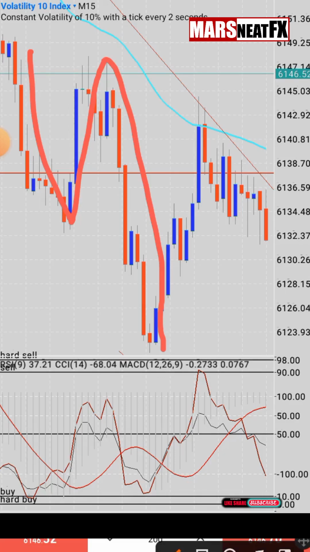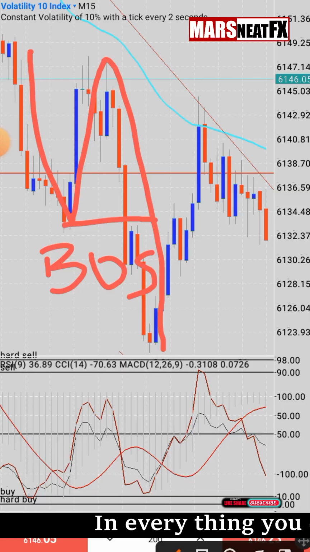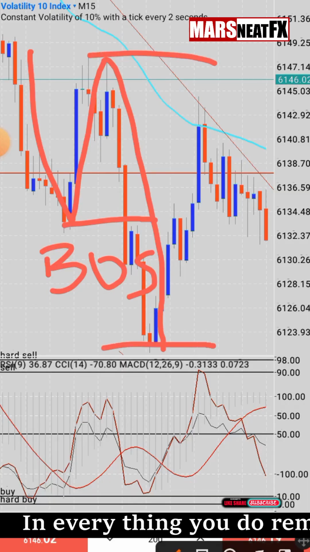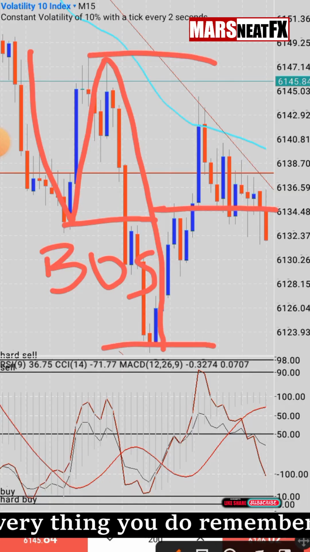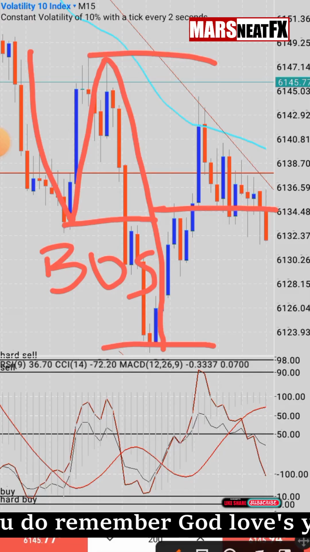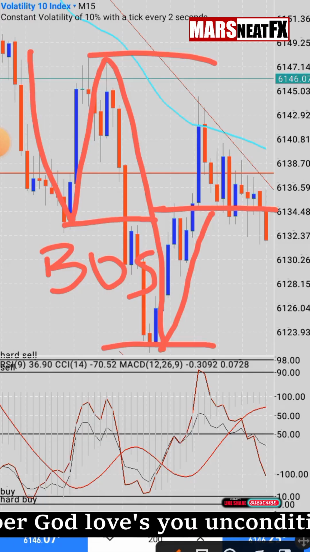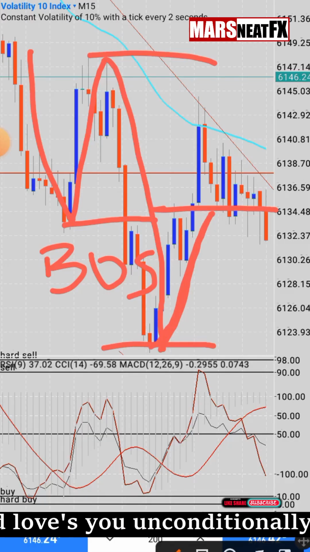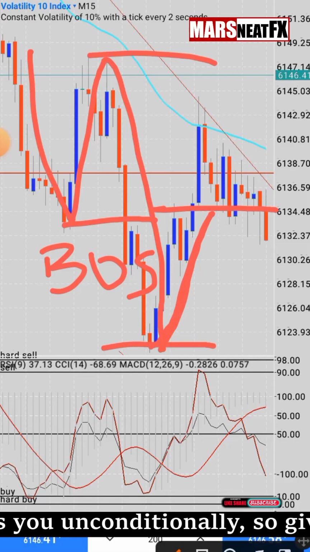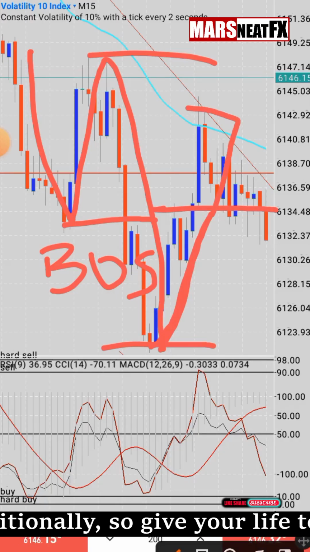Once I see a break of structure like this, I immediately bring in my fib, from this high to this low, expecting the retracement to go above 50%. The market retraces back to 50%, and after 50%, what happened again? We go even further, 60, 70, at least about 80 percent or so.